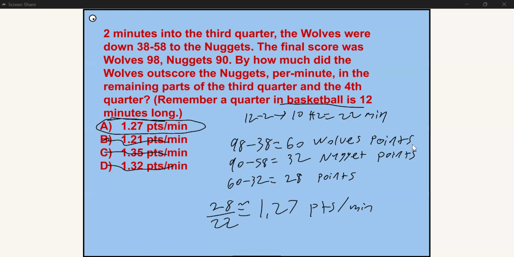Okay. So that is the third question of this, right? Shows just how impressive it is. If you outscore a team by 1.27 points a minute in a game, you'd be beating them by like 60 points.